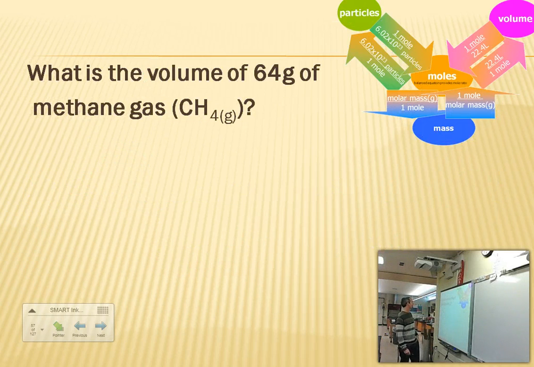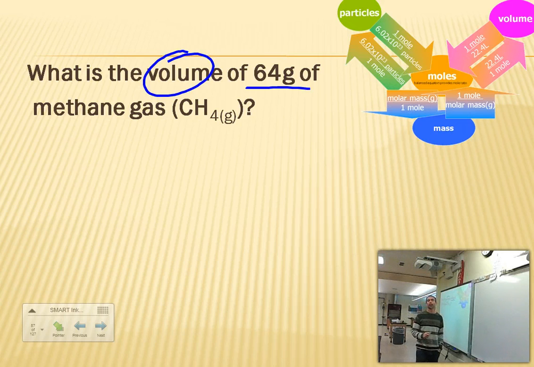Let me do another one with volume here and mass. Okay? So again, how are we going to do this? Same approach, identify the given and unknown. So what's given? 64 grams. What's unknown is the volume, and it doesn't say per se what unit, but we have to recognize that will always be liters as well. That's on my roadmap, but sometimes it'll even say it in the problem.